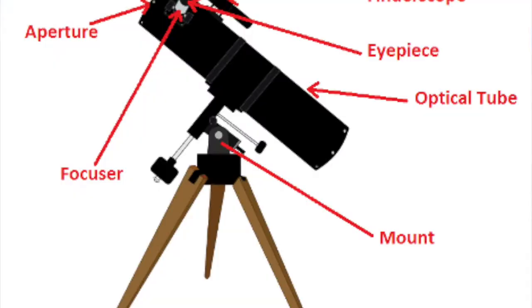The structure: the first one is the aperture. Next one is the finder scope. The finder scope's function is to manually aim and focus on the target. And the next one is the eyepiece or ocular lens. And then the next one is the optical tube, the body of the telescope, and then a focuser. Here is the picture.